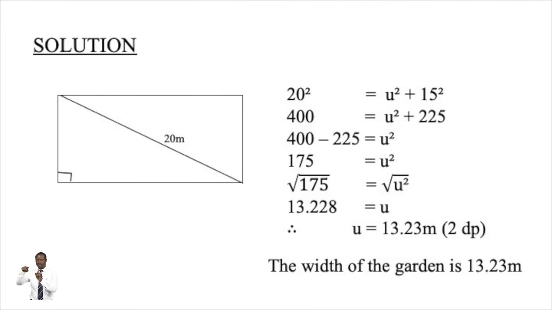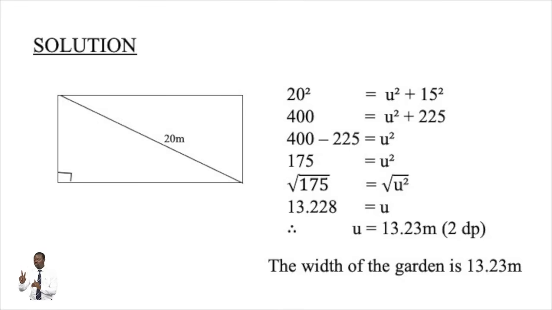plus 15 squared. 20 squared gives us 400, and that will be equal to u squared plus the square of 15, which gives us 225. Clearly, we need to transpose so we can find our u. So we transpose 225 to the left-hand side. So we have 400 minus 225 being equal to u squared.